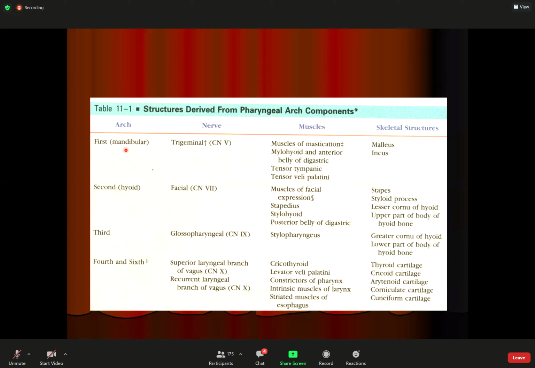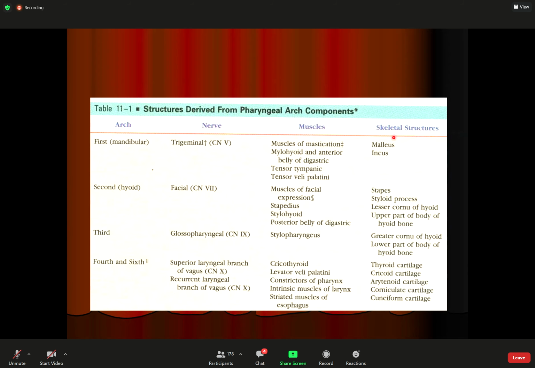What I said so far: the first arch we call the mandibular arch. There are other names for this, but it's called the mandibular arch. What is the nerve? Trigeminal nerve. What are the muscles? Muscles of mastication. You know that. It's all supplied by the trigeminal nerve. Mylohyoid, anterior belly of digastric, all coming from the mandibular branch. Tensor tympani, tensor veli palatini, muscles of mastication. This is part of the mandibular nerve.